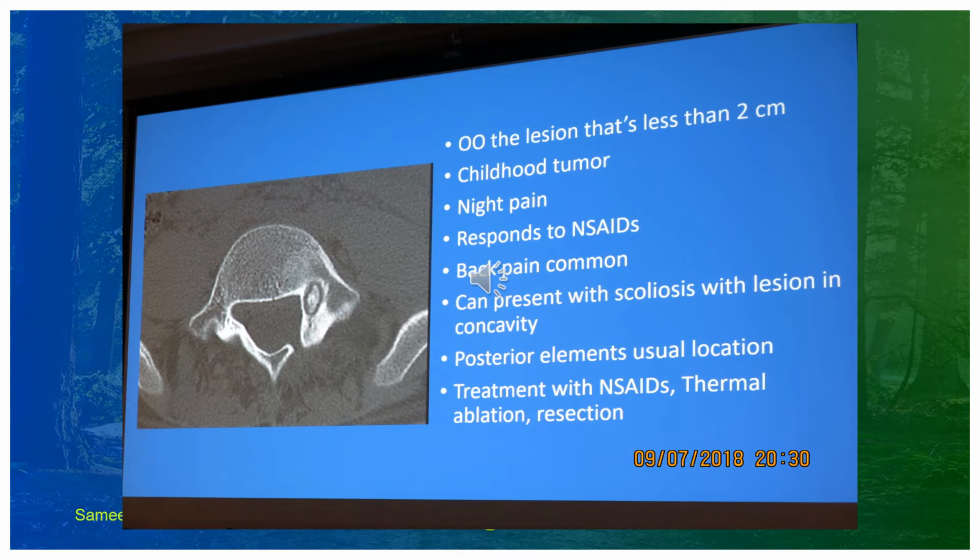Treatment is either with non-steroidal anti-inflammatory drugs, or we can obliterate the nidus, as is shown here, with thermal ablation. There is a device called radiofrequency ablation that will generate heat, and the heat will cauterize the inflammatory fibrovascular tissue within the nidus of the lesion, and the pain will get resolved. Or we can do surgical resection of the osteoma, and the patient will again get permanent relief.